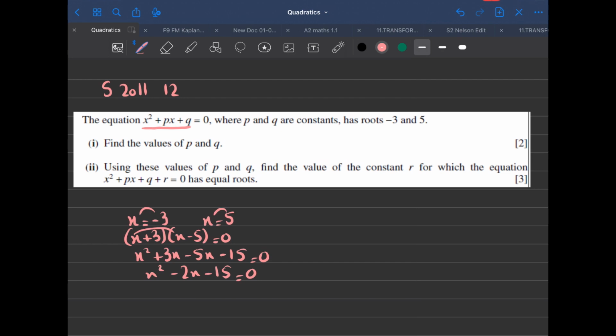Got this? So my value of p is what? Minus 2. And my value of q is what? Minus 15. Sir, is there a trick to solve this?